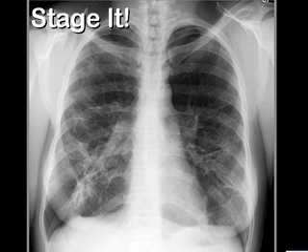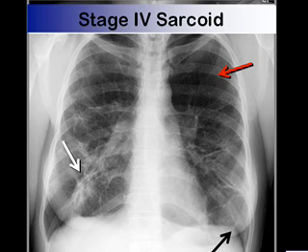Well, there is bullous disease in both apices. There's evidence of scarring. There is tenting of the hemidiaphragms. All of this represents chronic disease. This is stage 4 sarcoid.